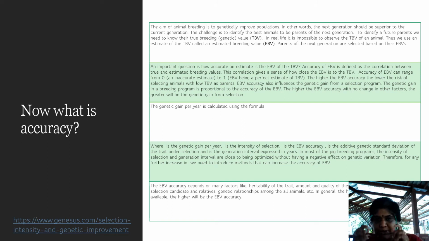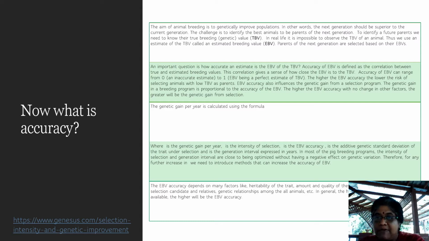Now the aim of animal breeding is to genetically improve the population, so the next generation should be superior to the current generation. Now what is the challenge here? How do you choose the best animals for the next generation, and how do you know the true breeding value? So we as quantitative geneticists should be able to estimate the breeding value. That's called EBV, and the parents of the next generation are selected based on their EBVs. An important question anybody can ask: how accurate is the estimation of EBV compared to the true TBV?